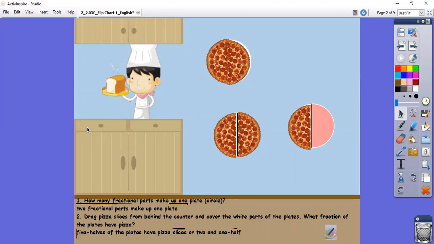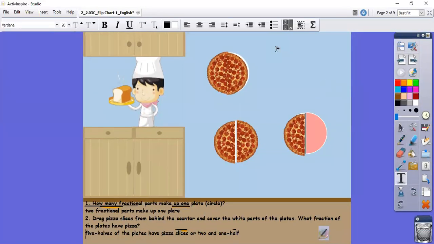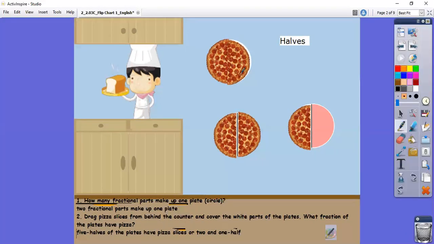Okay, so we have some fractional parts of a pizza here. We can tell by the models that there are two pieces to make up an entire pizza. So this pizza is cut into halves. I'm going to have a little box right here, and our word is halves. These pizzas are cut into halves. So how many halves do I have? Well, I'm going to have to go through and count the numbers I have.